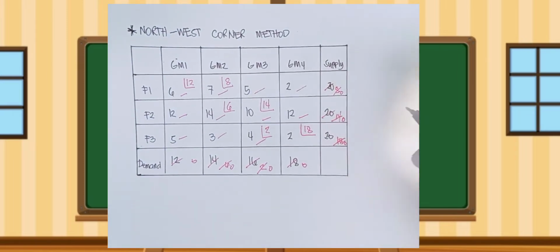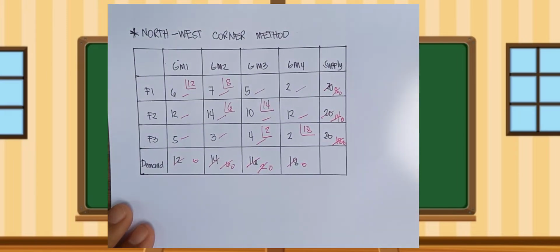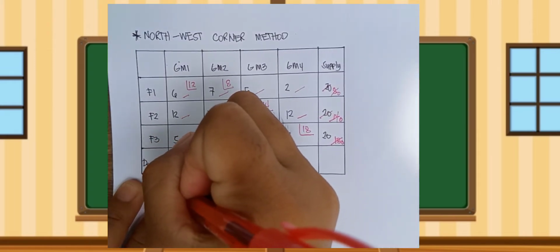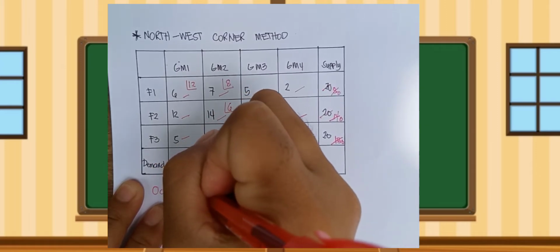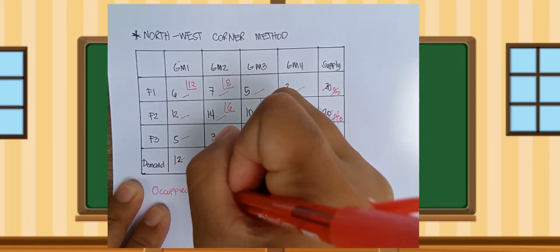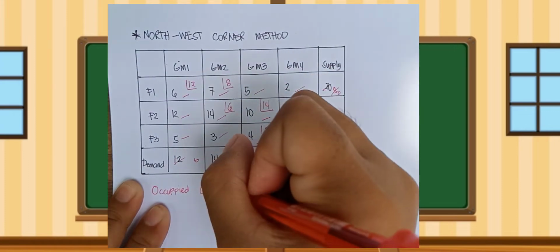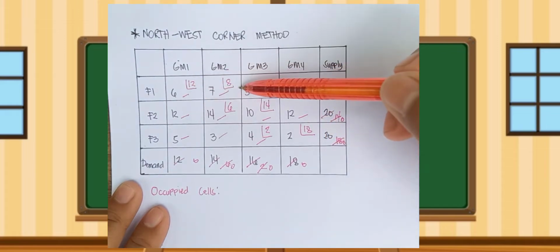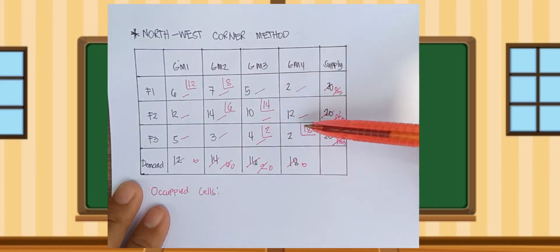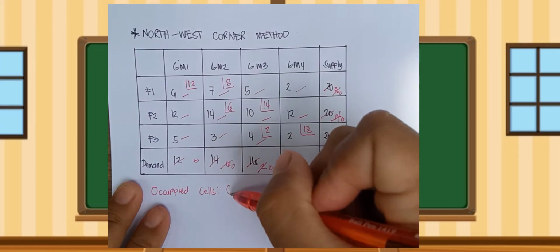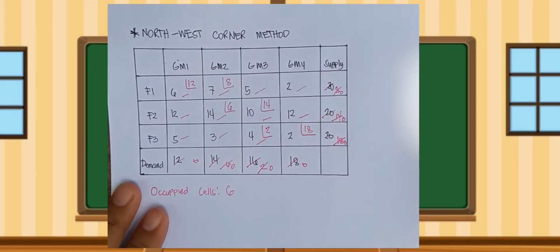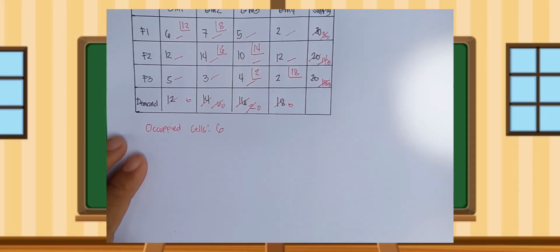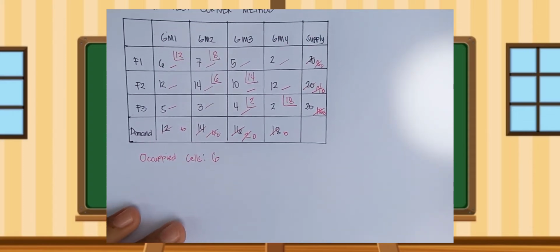After that, we will count how many occupied cells. So we have 1, 2, 3, 4, 5, and 6. 6 occupied cells. After knowing the occupied cells, we will compute the total cost.